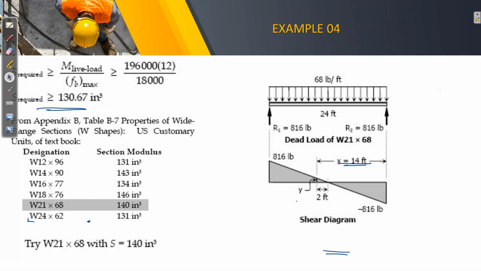So this is the time we are going to select the second lightest. So this time we are going to consider wide flange W21 by 68. So 68 pounds per foot. So it has a section modulus equivalent to 140 cubic inches, which is far greater than 130.67.